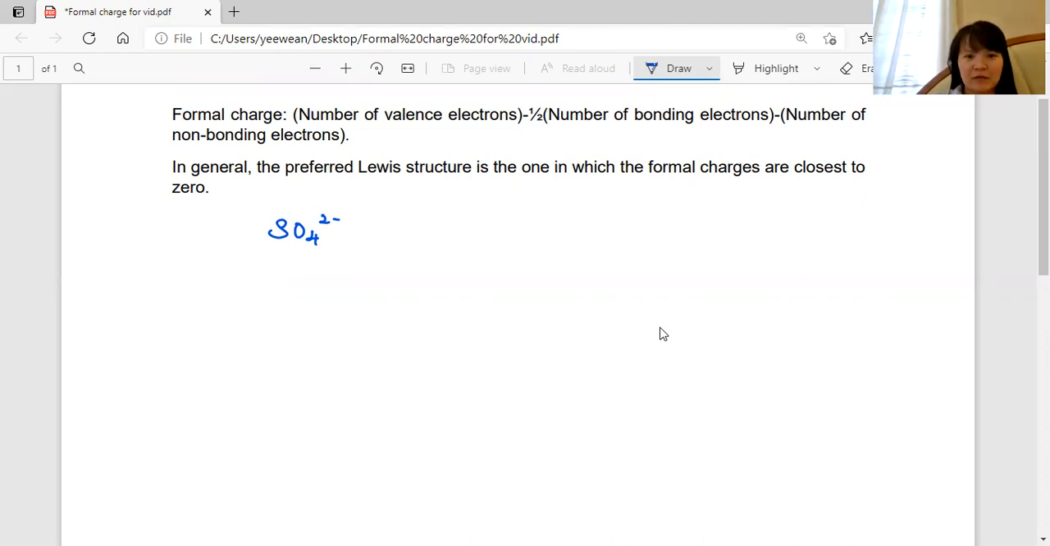We take the number of valence electrons on each of them, and then we minus half of the number of bonding electrons for that certain atom, and then minus the number of non-bonding electrons. Okay, so let's do one for SO4 2 minus. We'll compare two ways of drawing it. So I'm going to draw what we drew the other day.